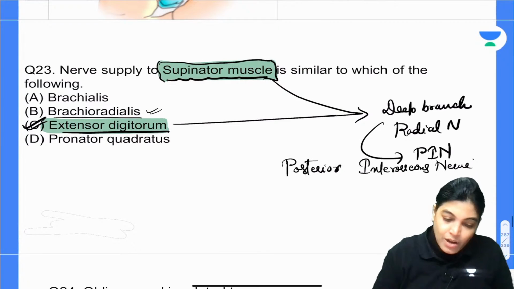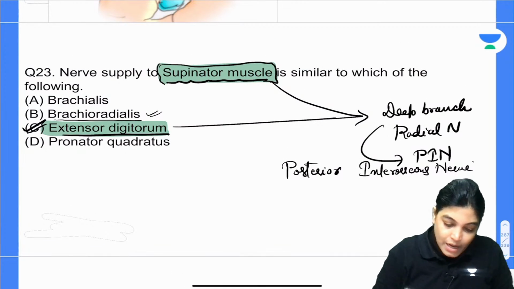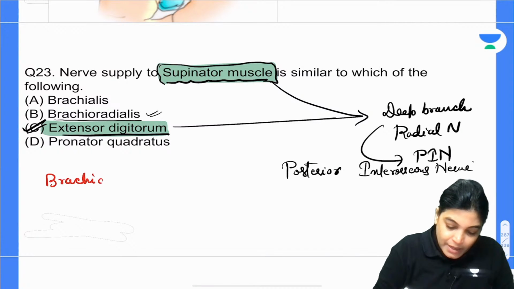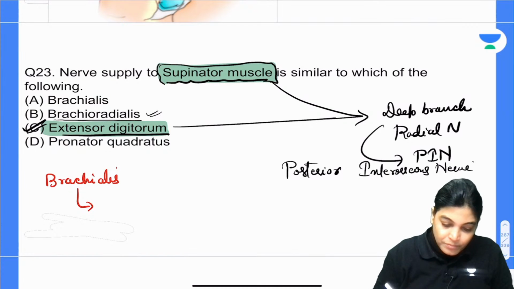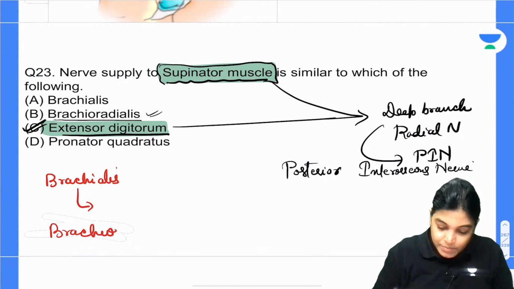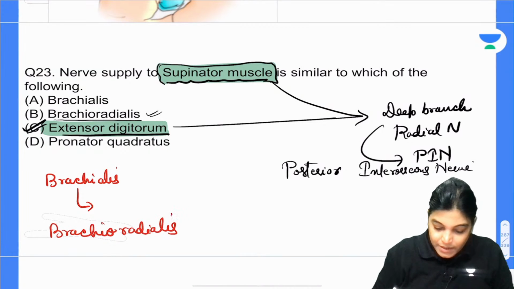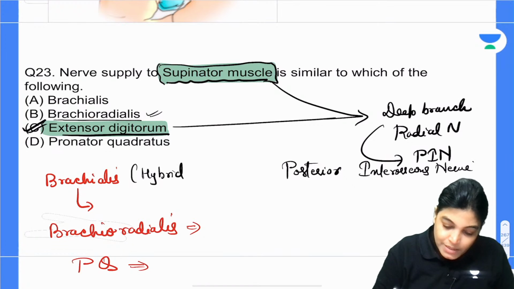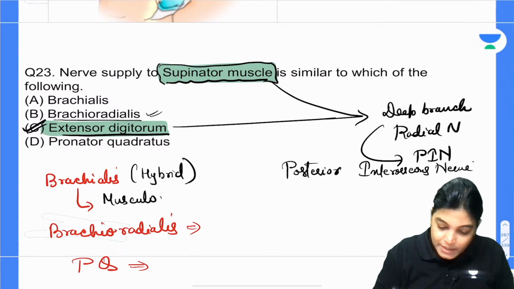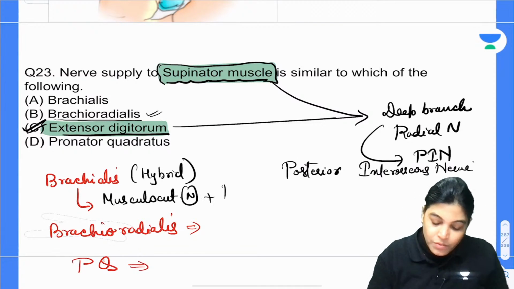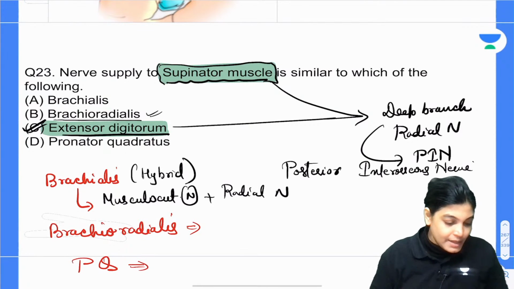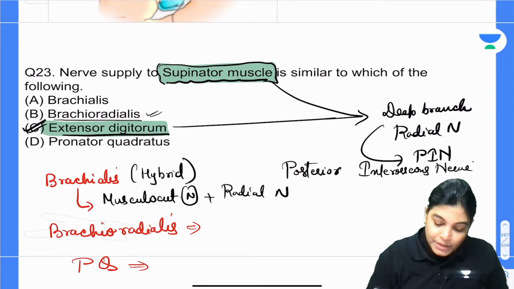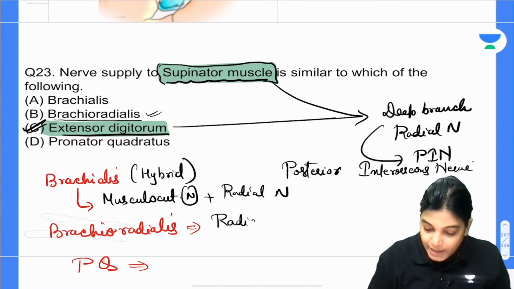So let's move on to this. Here the options are the muscles: option A is brachialis. Can you tell me the innervation of brachialis muscle? The other is brachioradialis, and the other is pronator quadratus. I have written in short form. Brachialis muscle is an example of hybrid muscle, so its innervation is from both musculocutaneous nerve, the nerve of anterior aspect of arm, along with radial nerve. And brachioradialis is directly by radial nerve.